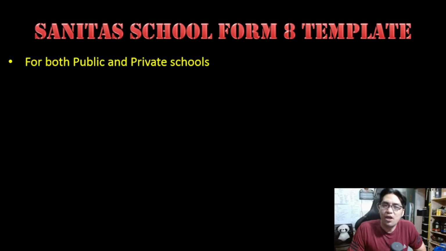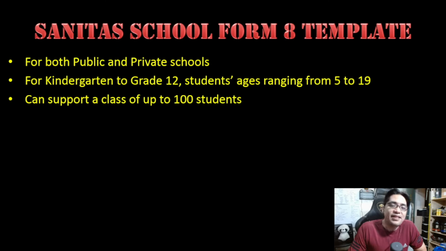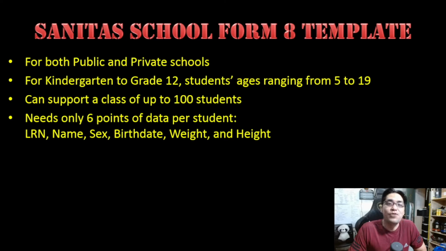Now let's talk about the features of this School Form 8 template. First, this template is usable for both public and private schools. This template is usable for kindergarten to grade 12 with students ages ranging from 5 to 19. This template can support one class of up to 100 students of any combination of males and females. To accomplish this template, you will only need 6 points of data per student. You just need the LRN, the student name, the student's sex, the birth date, the weight, and the height. Everything else is calculated automatically by the template.